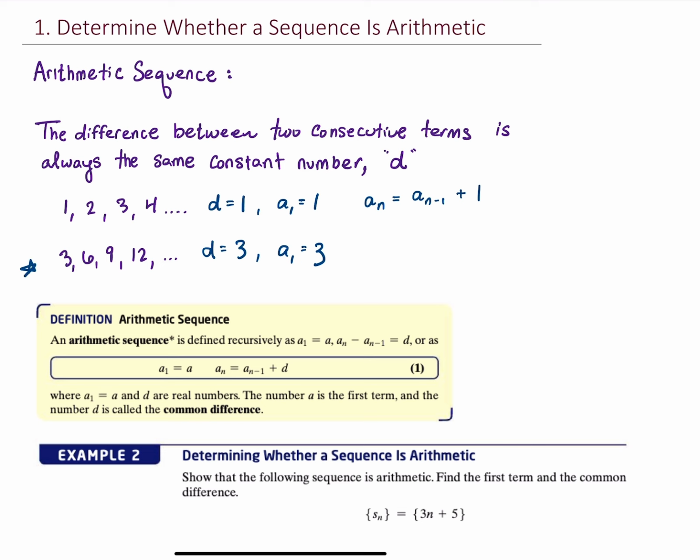Another example would be the sequence 3, 6, 9, 12. Every time you go to the next term, we're adding 3 to the previous term. So the common difference, d, is 3. Our first term is also 3. So we could say recursively, the nth term should be your previous term plus 3.